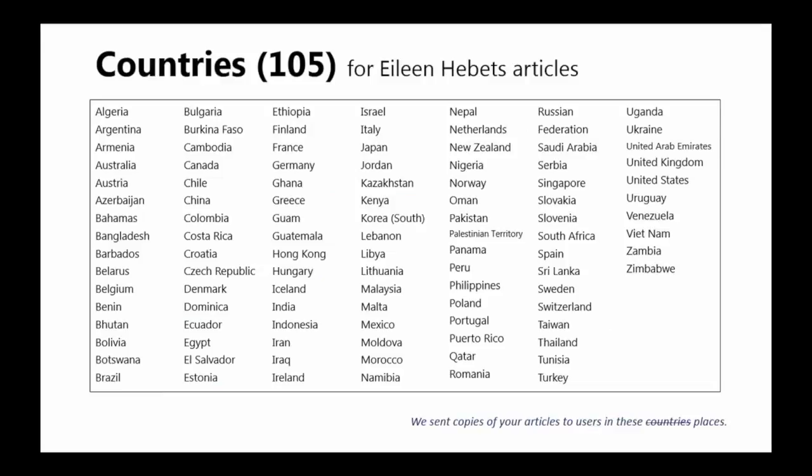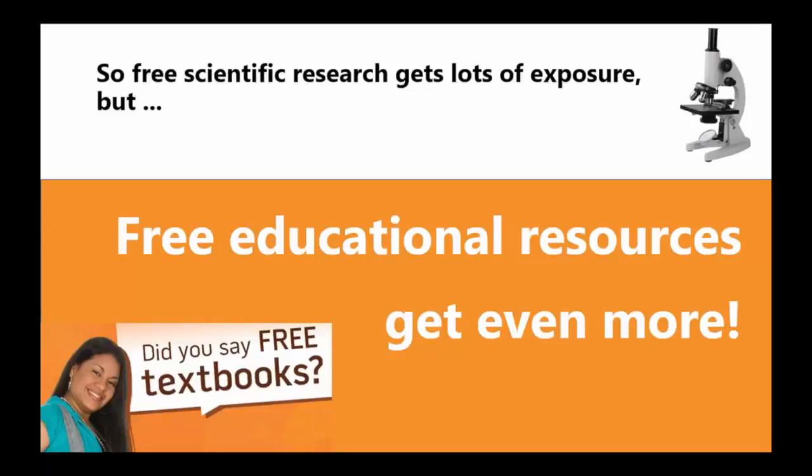And then countries, now I wrote this out, countries, 105 countries. We sent downloads of her articles to these 105, and I crossed out countries because some of them aren't countries. Palestinian territory, I don't think it's a country. I don't want to get into all that. But they have their own domain name. So free scientific research gets lots of exposure. And that's a lot of what we do. But free educational resources get even more exposure.